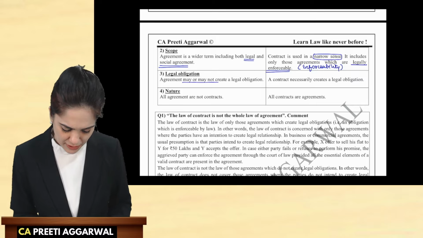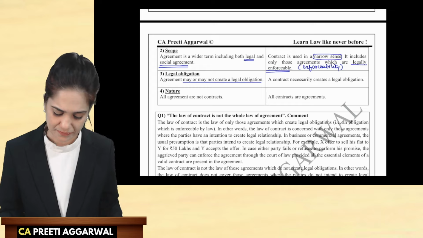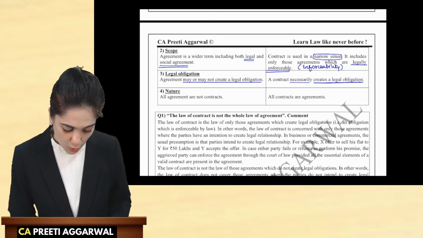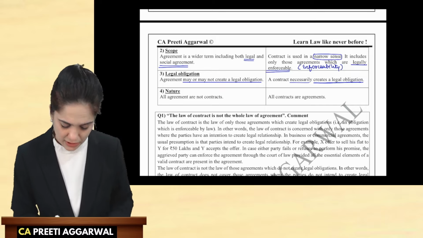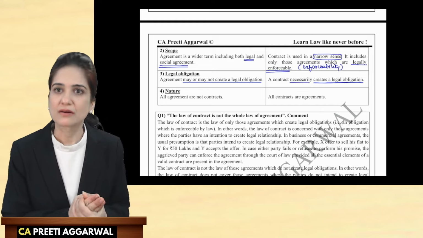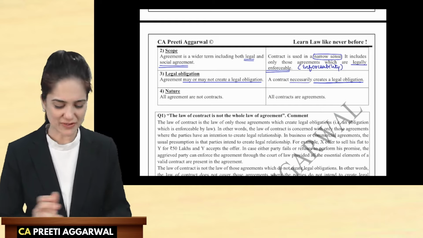Agreement may or may not create a legal obligation. Sometimes it is just a social agreement. Contract normally creates legal obligation. All agreements are not contracts, but all contracts are agreements. Do you agree with this? Yes, ma'am, it is very clear.